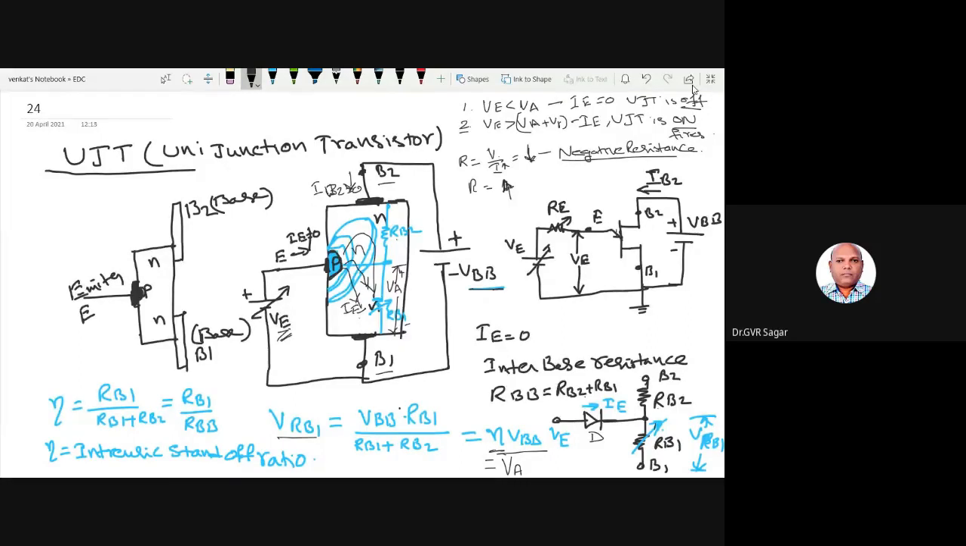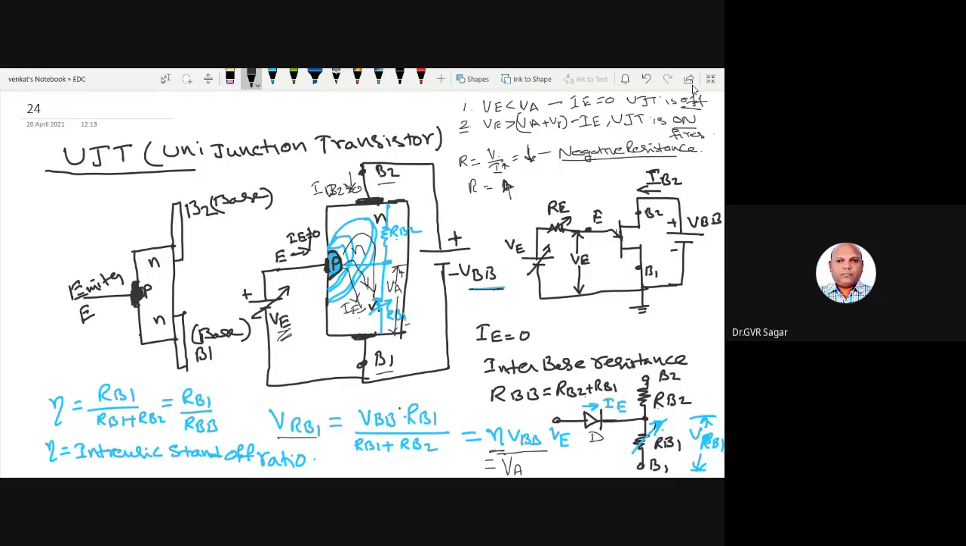As this emitter voltage goes on increasing, initially the emitter voltage VE is less than VA, so it is in the off state. As VE goes on increasing, at one particular point called the peak point, VE is greater than VA. That point is called the peak point. After reaching the peak point, the PN junction again becomes forward biased.